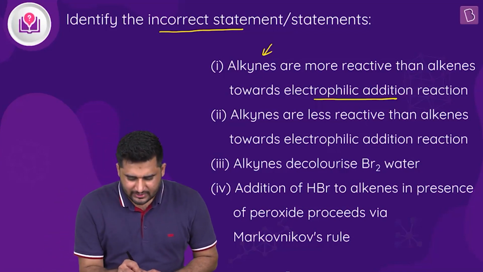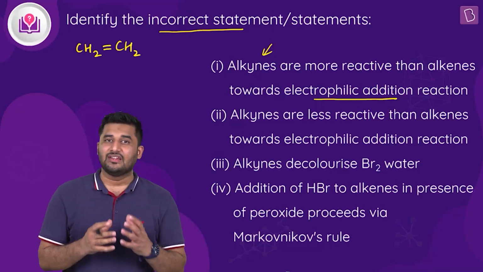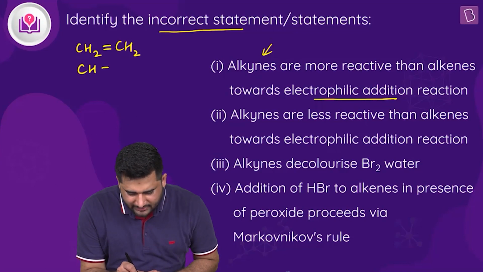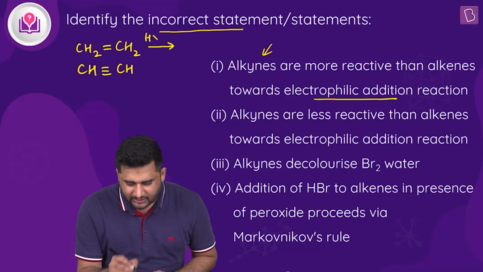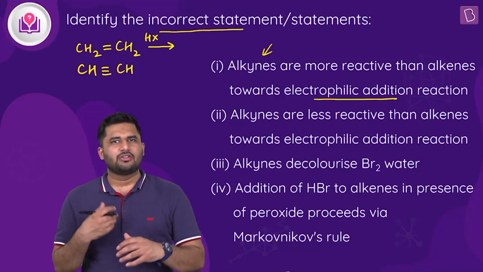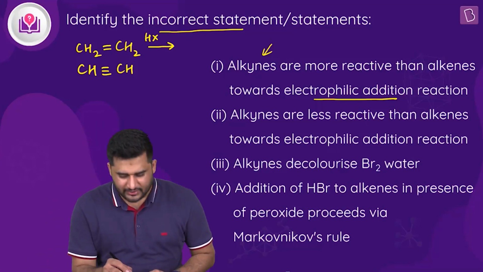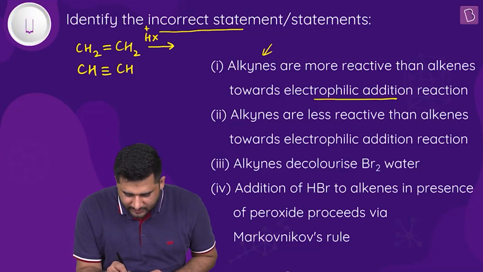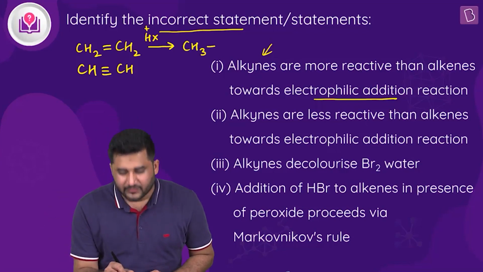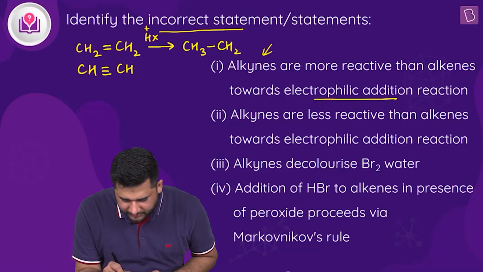And the second reason is, let's take an example in order to understand it. Let's say we have a molecule like this, which is ethene, and a molecule like this, which is ethyne. Now let us assume that it is undergoing electrophilic addition reaction with HX, a hypothetical reaction, just to make you understand why the alkynes are less reactive. Now the electrophile, H plus, will attack first, and what you will get as a result is a carbocation. The carbocation will look like this, CH2 positive.